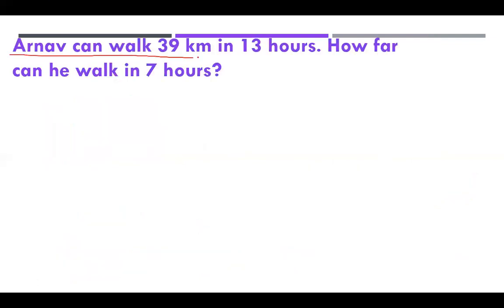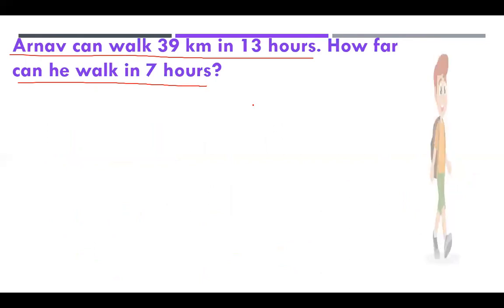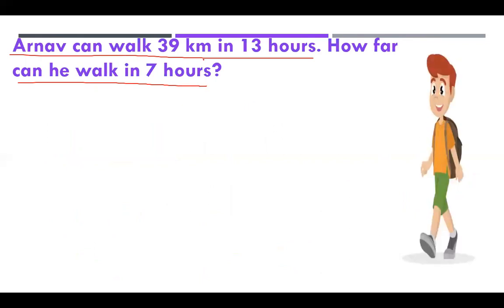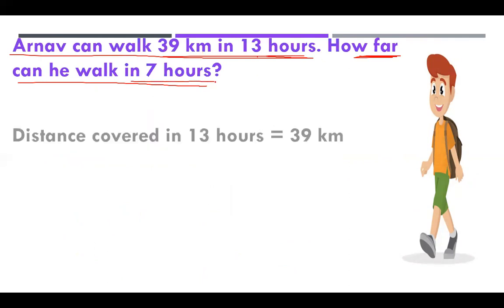Arnav can walk 39 kilometers in 13 hours. How far can he walk in 7 hours? So here is Arnav and he's walking, covering a distance of 39 kilometers in 13 hours. So how far? Here the word far means you have to find the distance covered in 7 hours, right?